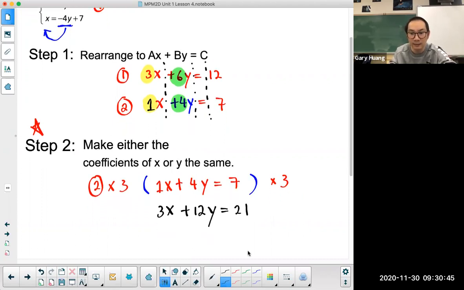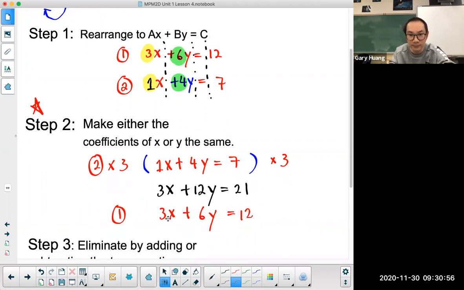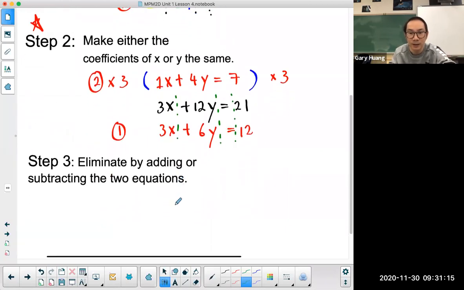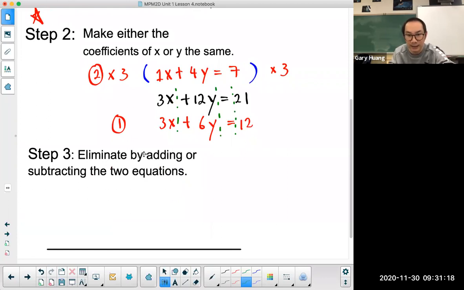Now, if you copy down the first equation, which is 3x plus 6y equal 12, you have them lined up: x with x, y with y, equal sign with equal sign, number with number. And the coefficients of x here are identical, so we are ready for our third step. Our third step is to eliminate the x by either adding or subtracting the two equations.